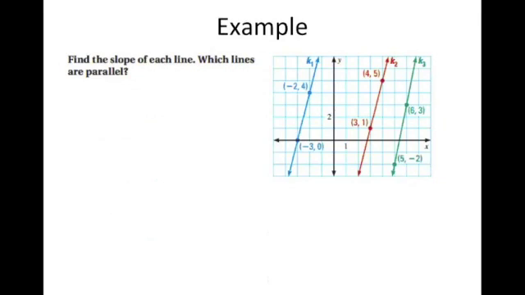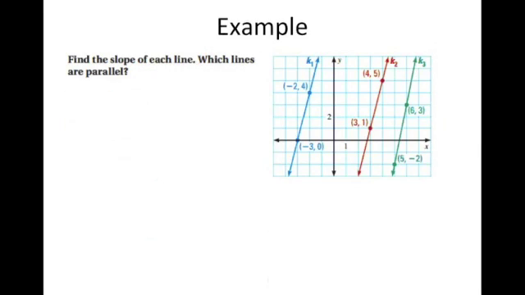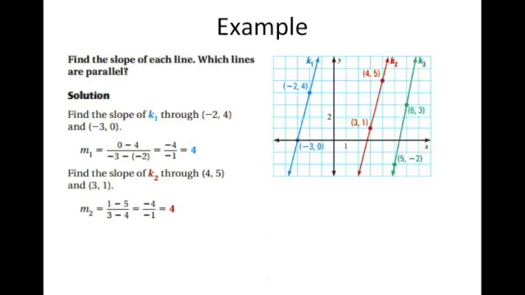All right, so let's find some slopes. Let's do line K1 first. Okay, so the slope of K1 is 4. Is that what you got? Okay. How about K2? That is also 4. So since we have two lines with the same slope, those two lines are going to be parallel. So we can say that K1 is parallel, and remember the sign for parallel is two lines that look like they are parallel, to K2. Okay?